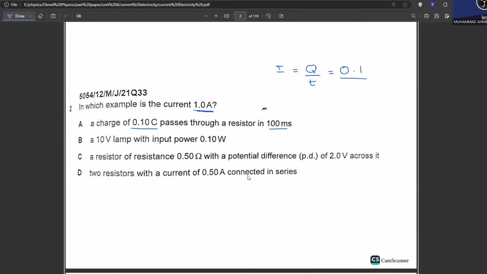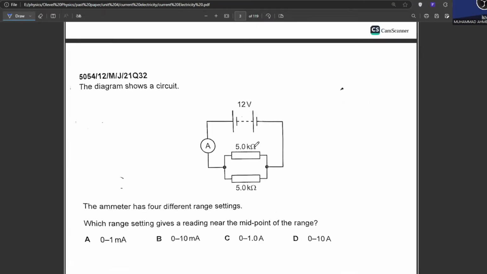Okay. So whenever you have milliseconds, what will you do? You will place 100, and whenever you have a prefix of milli, you will multiply it by 10 raised to the power of minus 3. Multiply by 10 raised to the power of minus 3. Your answer for current comes out to be 1 ampere. A is your answer. Let's further move ahead.